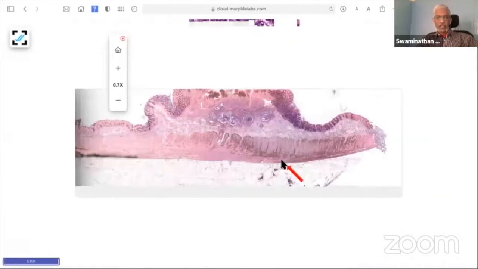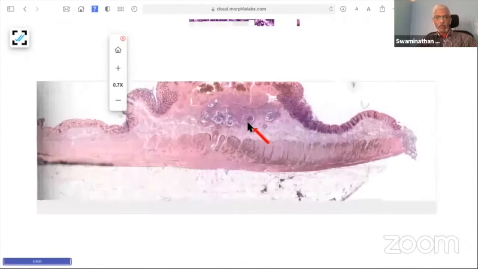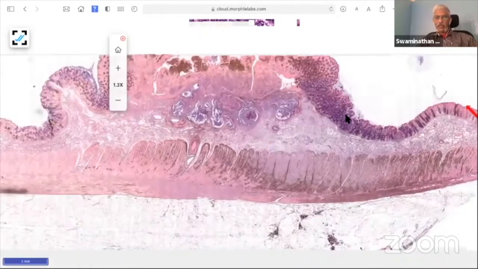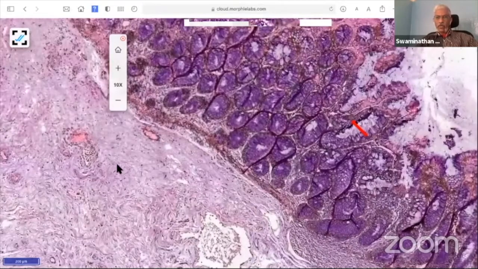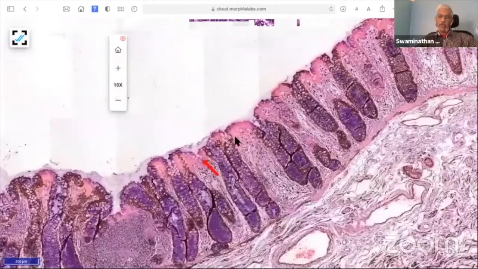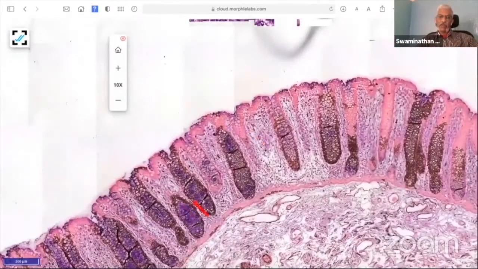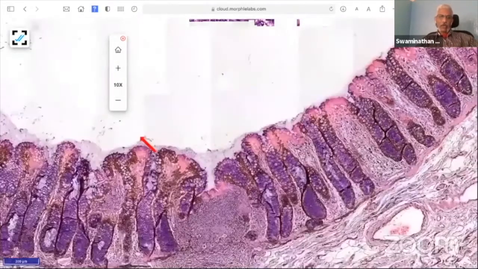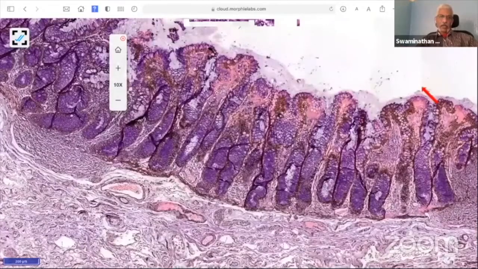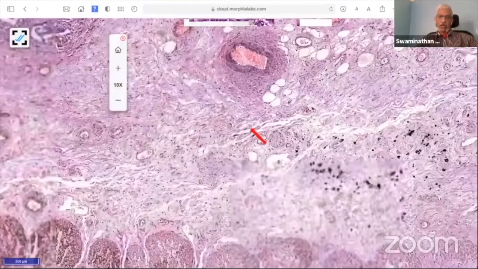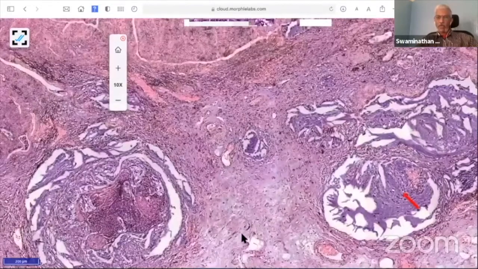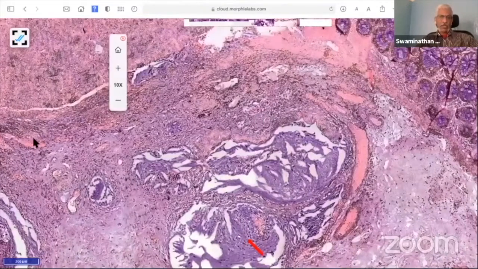Slide number 16. Another interesting slide. This is from the colon. You can see the mucinous epithelium and the normal mucosa and dysplastic epithelium. So here you can see the normal mucosa. Again, some of the mucosa are not stained very well. Let us go to the tumor, and it is showing pools of mucin with the cells floating in it. So this is mucinous carcinoma.